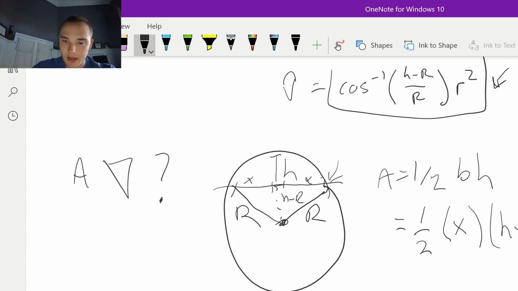And we can square both sides, and that will end up giving us x equals the square root of 2rh minus h squared. And actually I messed up. This is supposed to be r minus h because r is bigger than h. So this is actually supposed to be r minus h.